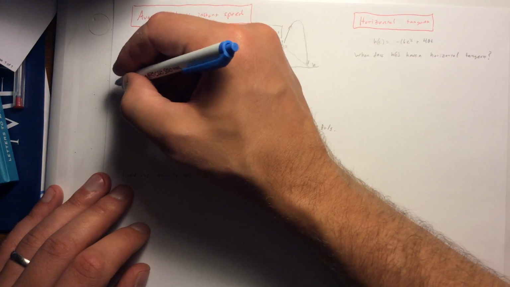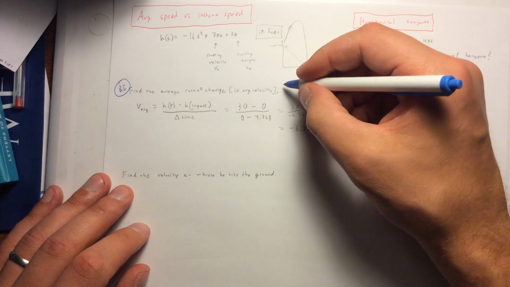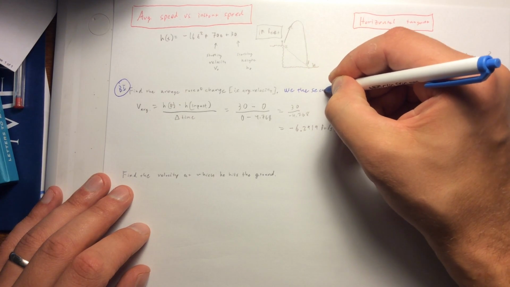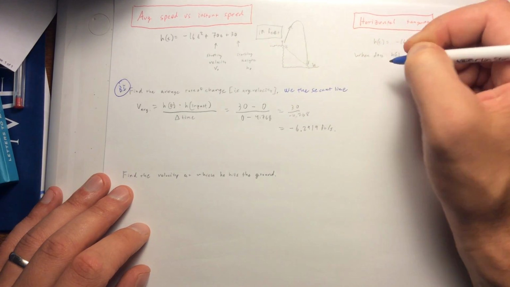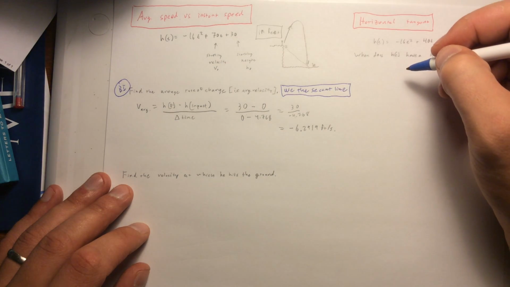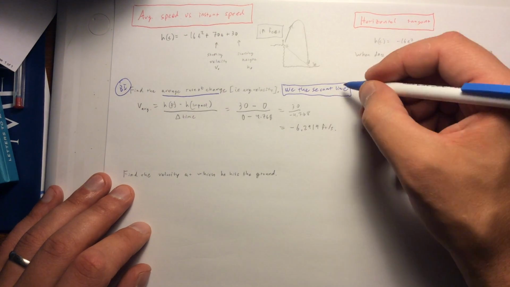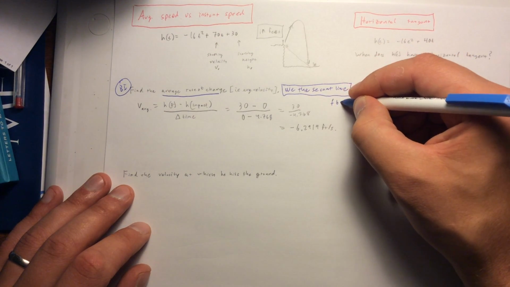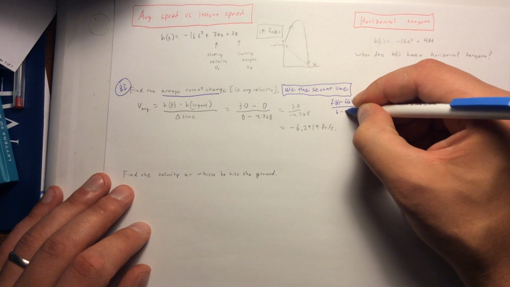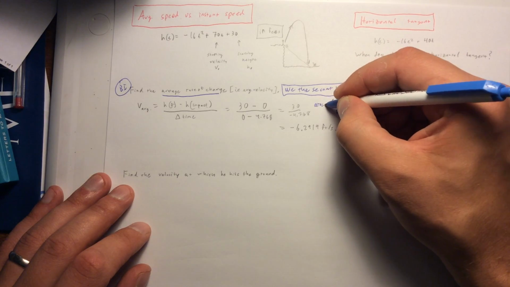So here's the big idea. If you need to find the average rate of change, use the secant line. Use the secant line for the average rate of change. Secant line just means f of b minus f of a all over b minus a. That's the average rate of change.